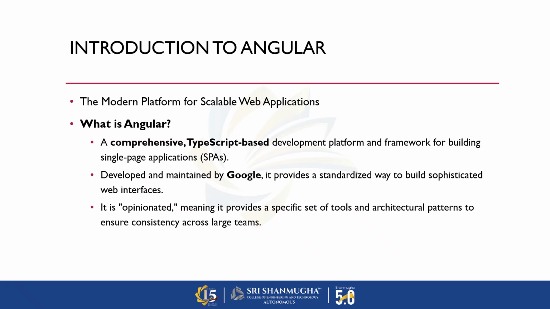So basically, the difference between MEAN and MERN stack is that in MEAN we use AngularJS for front end, and in MERN we use React for front end. So Angular is a front end technology basically. For whatever organizations which are very standardized, they use AngularJS as the front end.